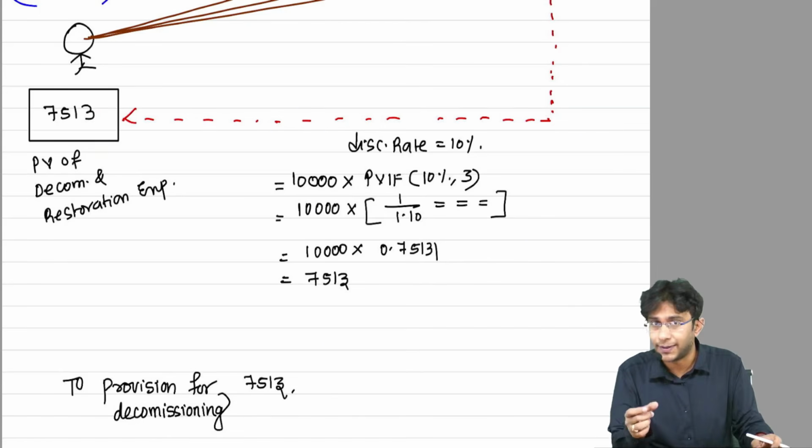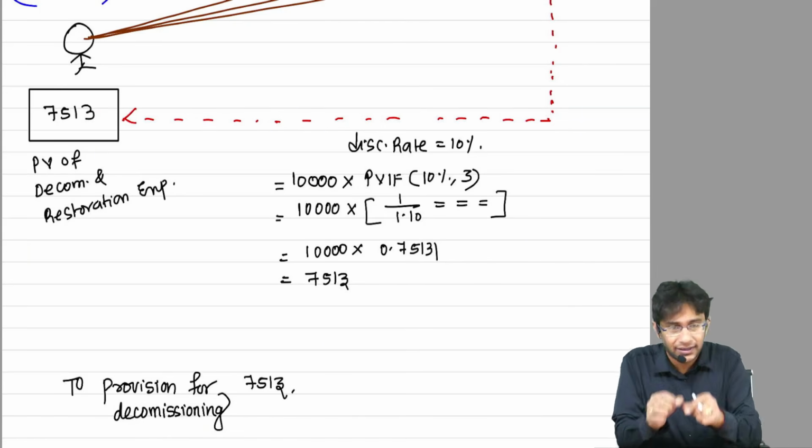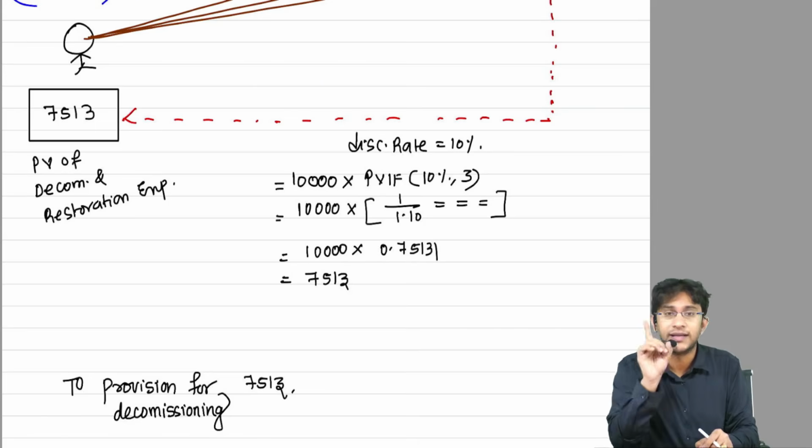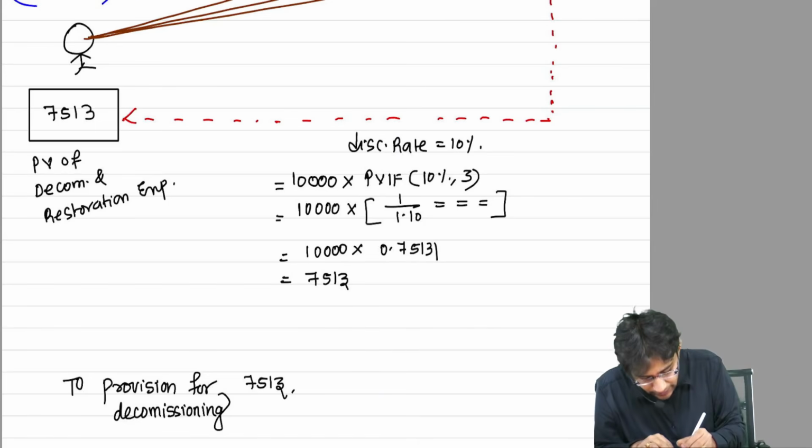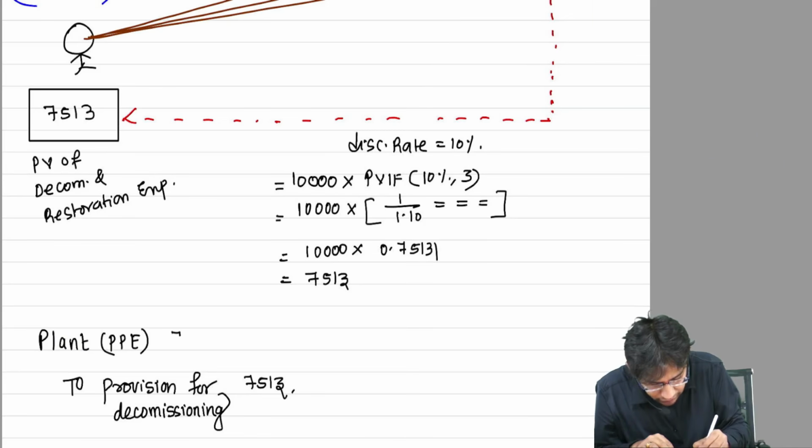Later on, when we do so many standards, you'll realize that all the provisions are usually created by debiting the P&L account. But this decommissioning provision is an exception. This has to be debited directly to the PP itself. Here our PP is plant. So plant you have to debit with an amount of 7513.